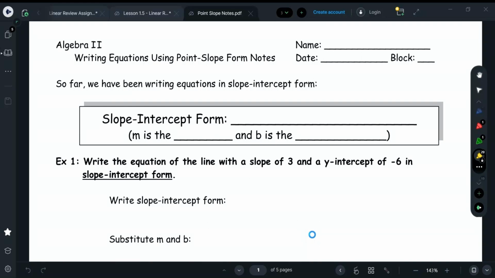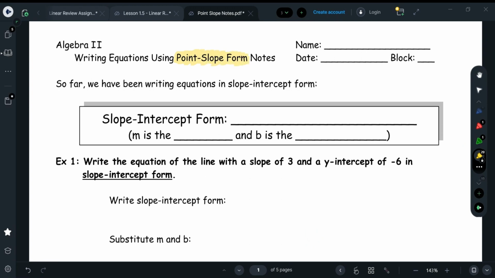Welcome back, Wildcats. Today we're going to take some notes on point slope form. We're still working with linear functions and linear equations. This is just going to be a different form that we might find a linear equation. And this is what we're talking about here, point slope form.